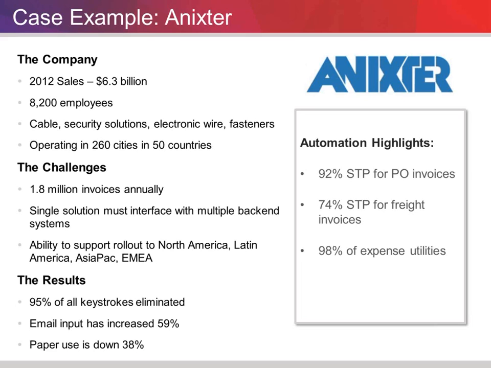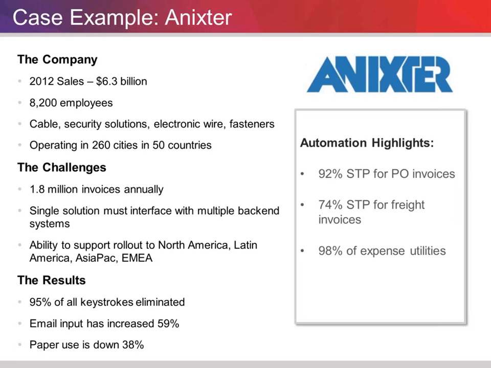To cut right to the results today, they, too, have implemented a combination of technologies. But today, 95% of all keystrokes required to enter invoice information have been eliminated. Their email input has gone up by nearly 60%. Their paper usage is down by nearly 40%. And this directly aligns with a corporate vision and goal of reducing their carbon footprint. If you look at it more specifically, and this is where the automation ties into the business process, they process 92% of their PO-based invoices, which represent over 80% of their total invoice volume.